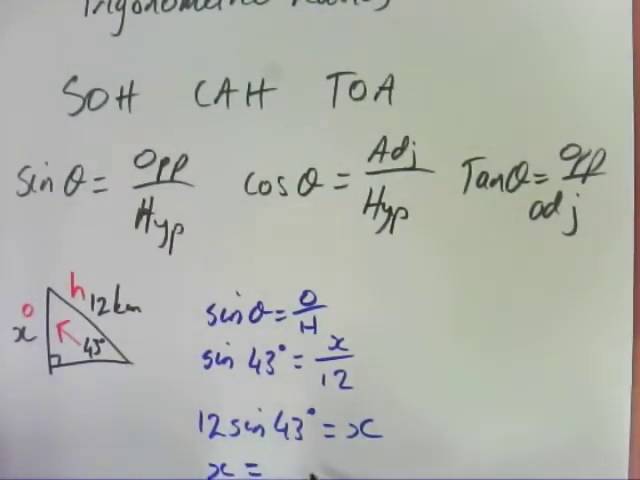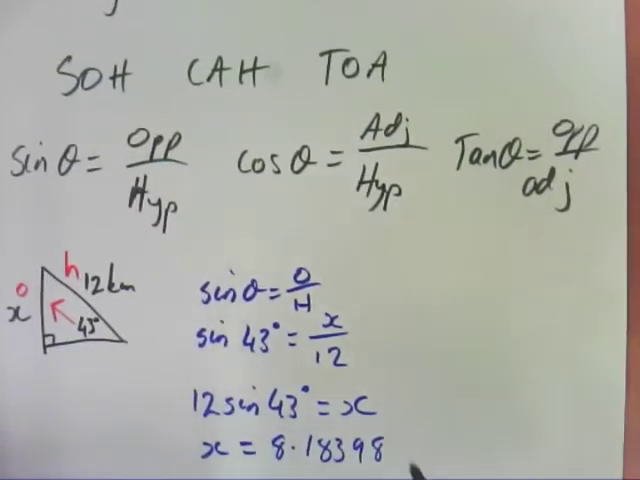Okay, what seemed like a couple of seconds to you was a lot longer for me. Okay, because there are some issues with the calculator that I need to talk to you about. And that's kilometres. So x is 8.18398 kilometres. Now I'm going to stop the recording again and I'm going to come back with a calculator.